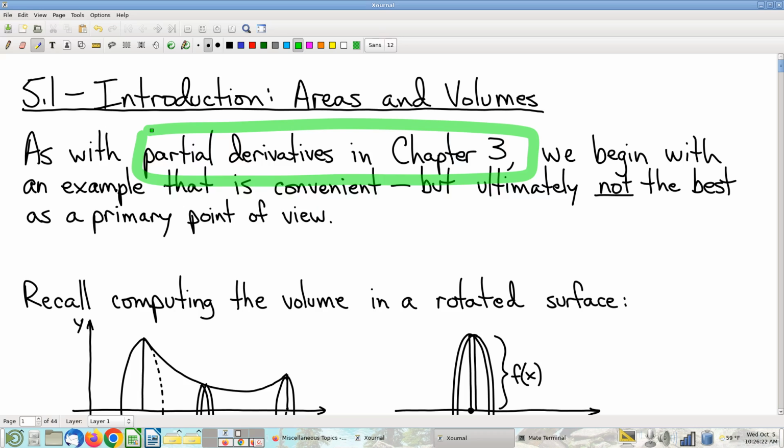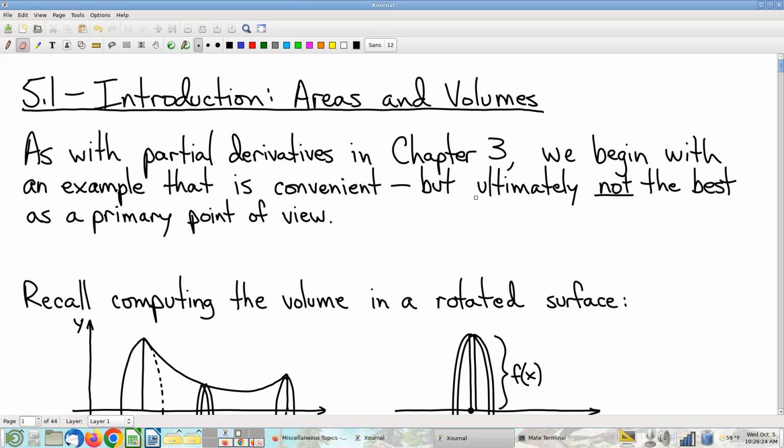So we're going to do the same thing here now with chapter 5. I'm going to start with a point of view on integrals that's really very much not the best. So please do not hang your hat on this point of view. Think of this as a preliminary, kind of naive approach that we're going to replace with something much more powerful in just a few minutes. Okay, so here it is.